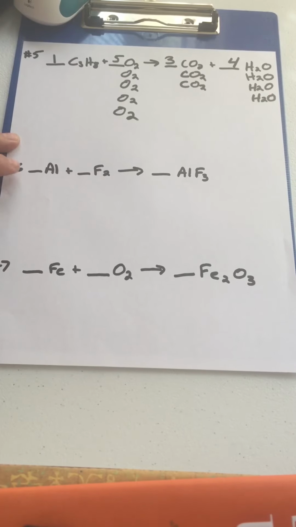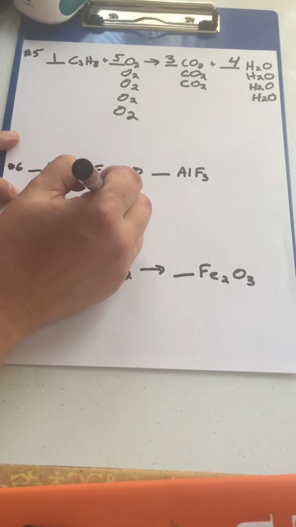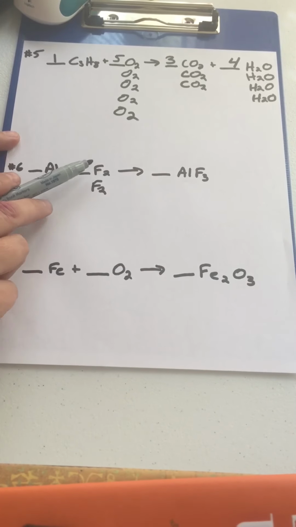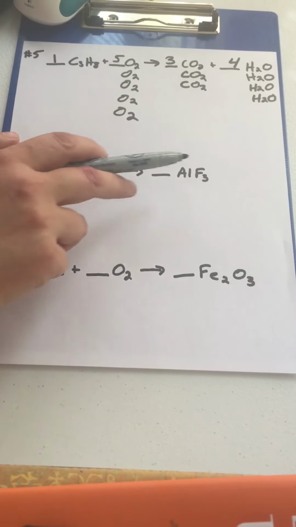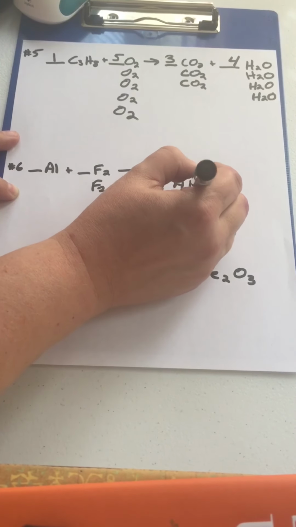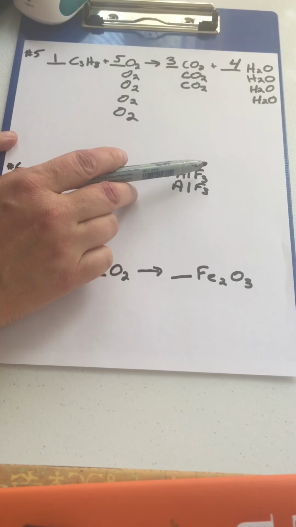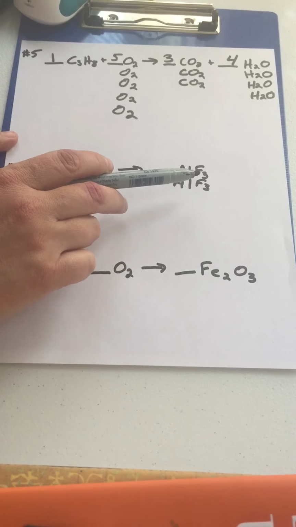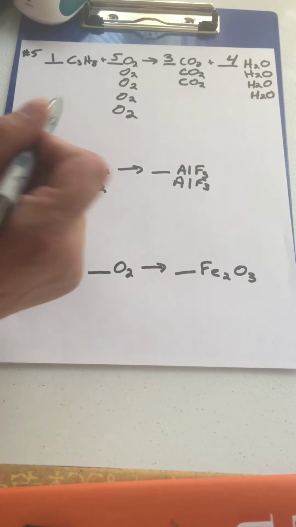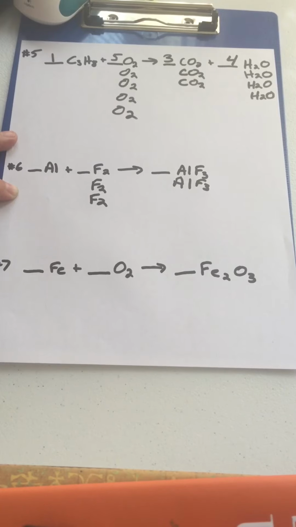So what do I need to do to balance? Remember when we have the 2 and 3, you have to add more than once. So in this case, if I add an F2, I've got 1, 2, 3, 4. But now I'm still not balanced. So then I'd go back over here and I'd add an AlF3. And now I've got 1, 2, 3, 4, 5, 6. And over here, I've got 1, 2, 3, 4, 5, 6. So now I'm balanced.